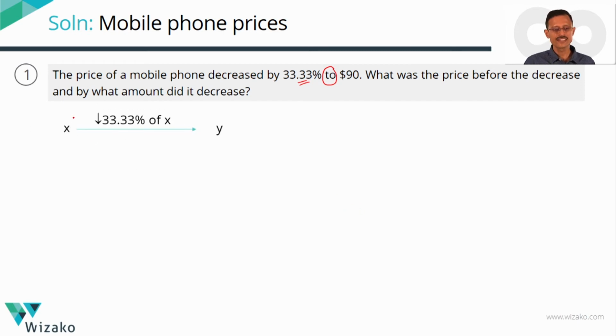Let's say the price is X. It came down by 33.33% of what? Of the old value, which is equal to X, to a new value, which is equal to Y. So this 33.33% in terms of a fraction is actually 1/3 of X. So X, the old price, has come down by 1/3 to a new price of X minus 1/3 X, which is equal to 2/3 of X. So this is going to be the new price.